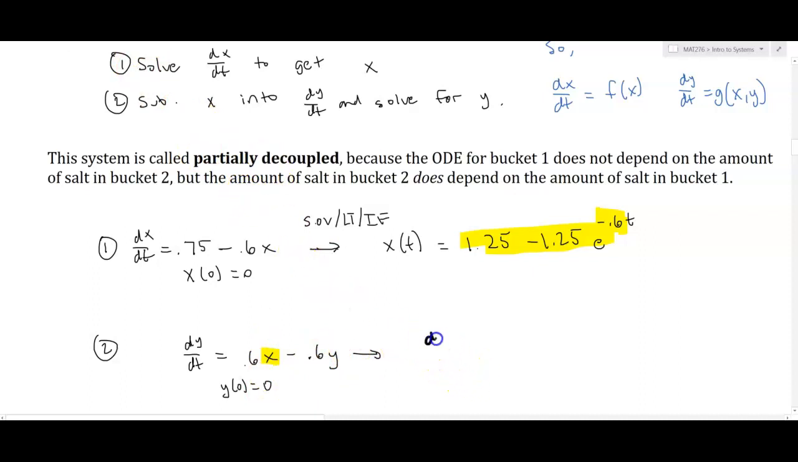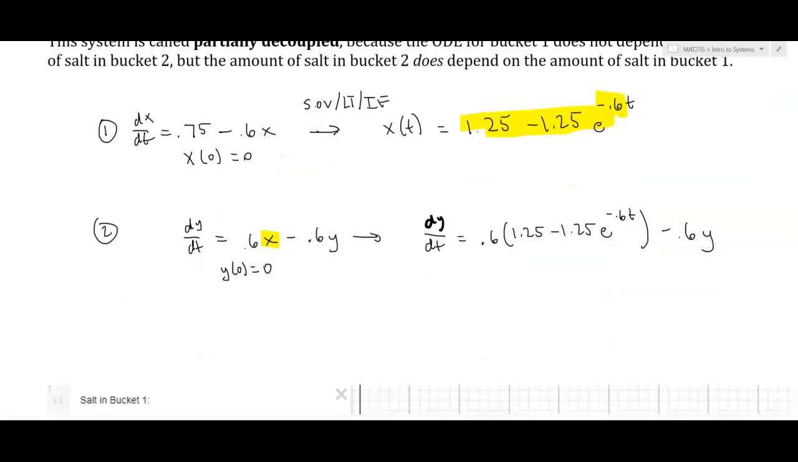So if I do that, I get dy dt is equal to 0.6 of 1.25 minus 1.25 e to the negative 0.6t minus 0.6y. Okay, so perhaps we'll go ahead and solve this equation. Here we could use, again, Laplace transforms. We could use separation of variables because now we have a time term. We can't factor out the function of t.